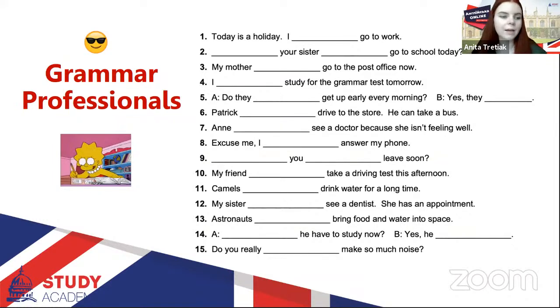Yeah, guys, I can see that you understand if you need to use have to or don't have to, but don't forget that you have different people. If it's I, we, they, and plural, then you use have to. But if it's he, she, it, and singular, you use has to or doesn't have to. Patrick doesn't have to drive to the store. He can take a bus. Then number 7, Anne see a doctor because she isn't feeling well.